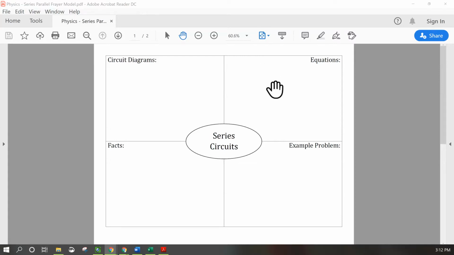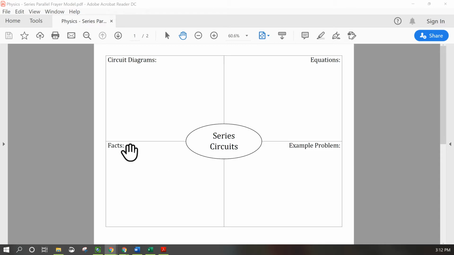All right, we're going to take a look at a Frayer model, which is just a graphic organizer that we're going to use for organizing information about series circuits. So you can see here I've got series circuits in the center, and then I've got four squares surrounding that center. I've got circuit diagrams, equations, example problem, and general facts.